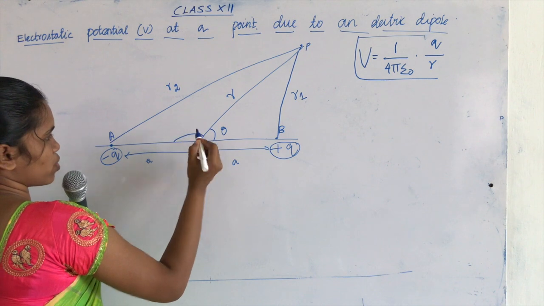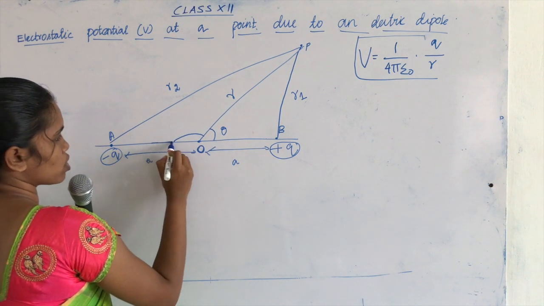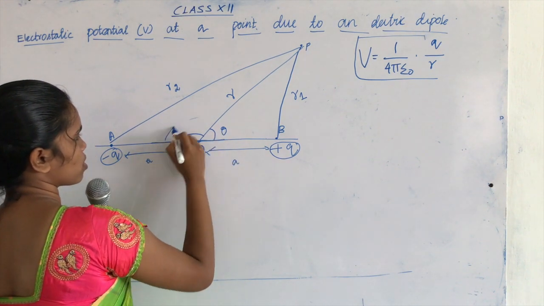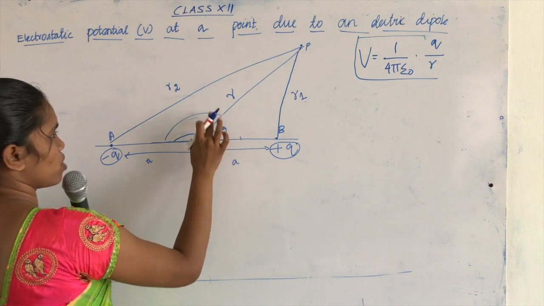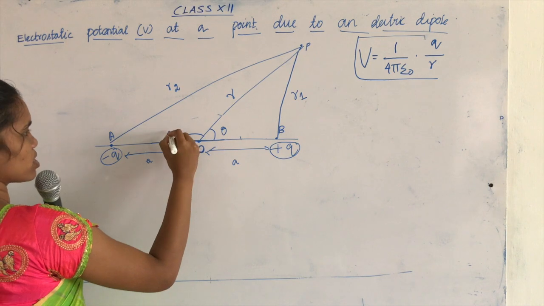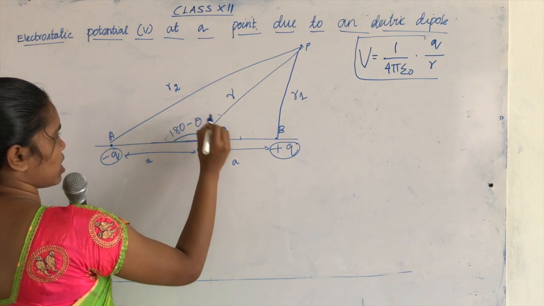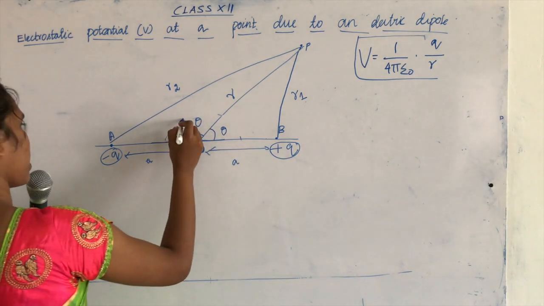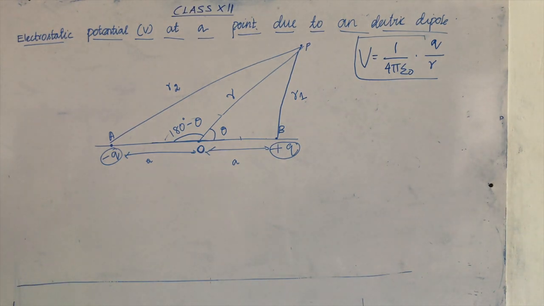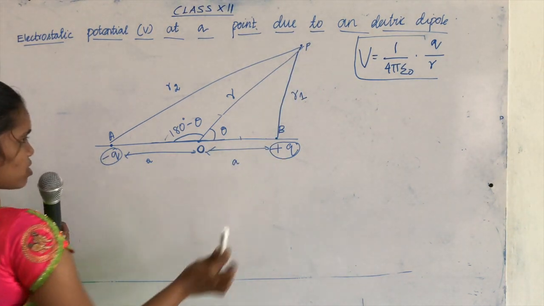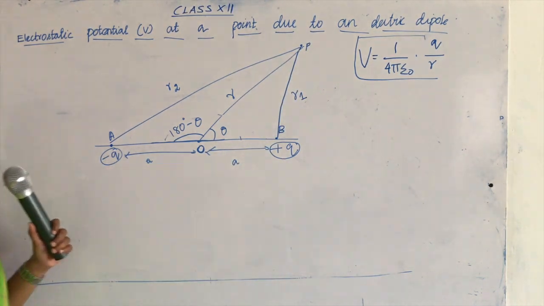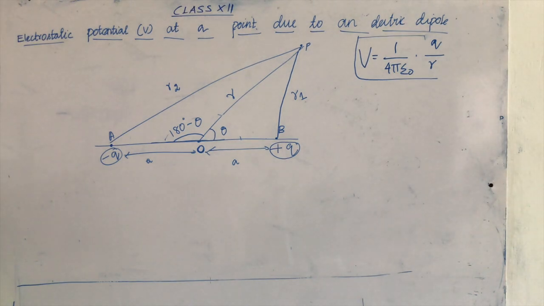As we all know, this full angle is 180 degree. So if this is theta, then what is this? 180 degree minus theta. Now we are going to find the electrostatic potential at the point P due to the two charges, minus Q and plus Q. Let's start.